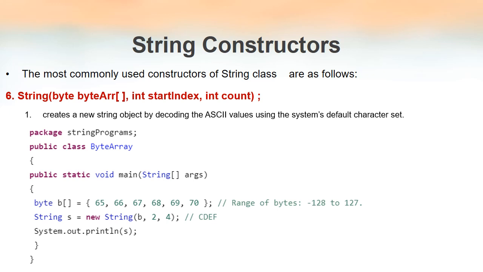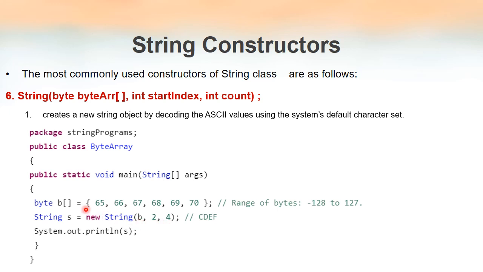In this example, we have created a byte array, and the name of the byte array is B, and there are these many bytes inside the array. But we are going to create a new string from this byte array, but we don't want all the bytes in this byte array to be converted into a string. So we will be specifying the index number from which we have to begin creating the string, and we will be indicating the number of bytes we have to consider.